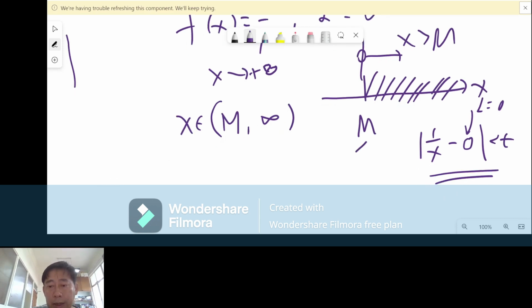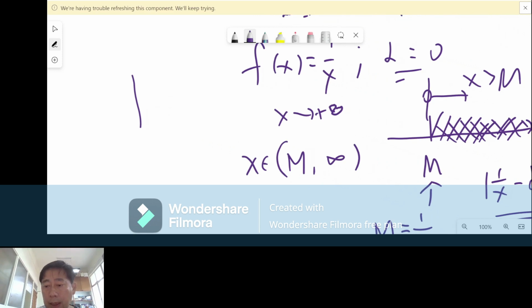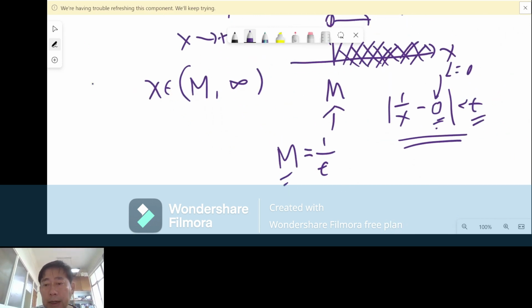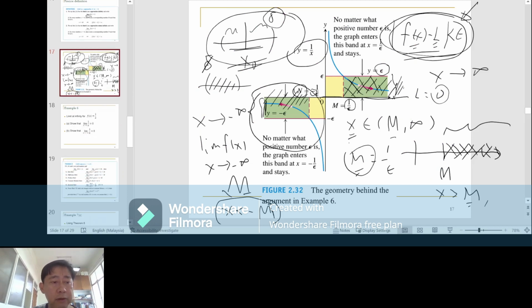Okay, so here the value of m is chosen to be 1/epsilon. Whatever epsilon you put as a challenge, you just set m to be 1/epsilon and then say this is the open interval that would complete the proof that 0 is the limit of this function when x is approaching infinity. Okay, so that finished up the discussions on the definition of the limit of f(x) when x tends towards infinity.